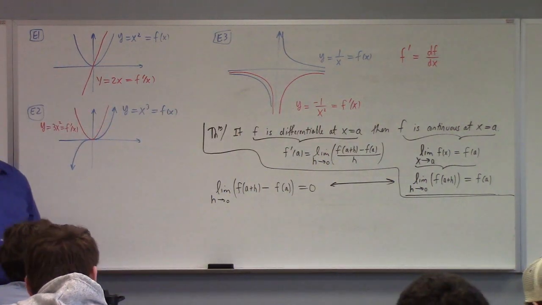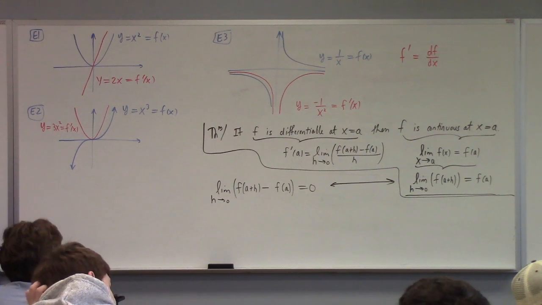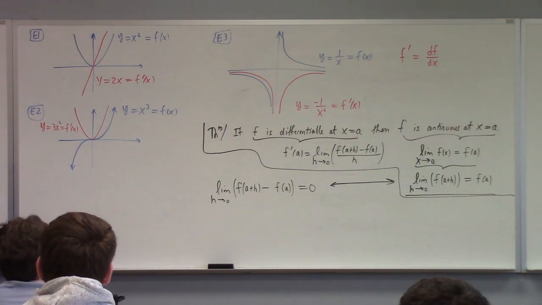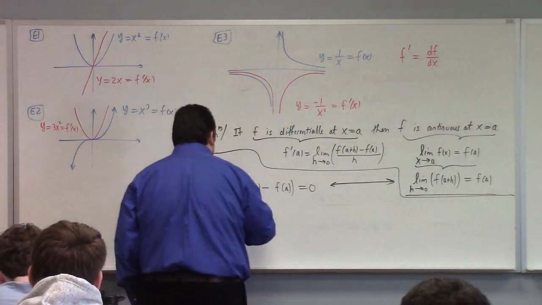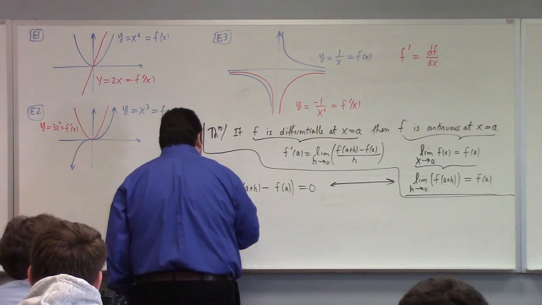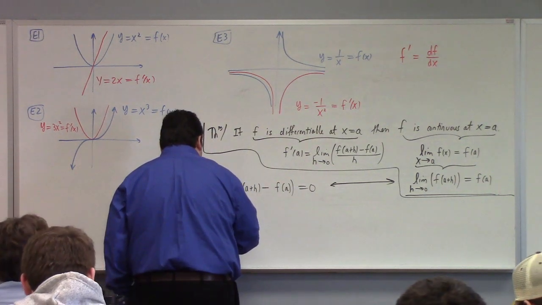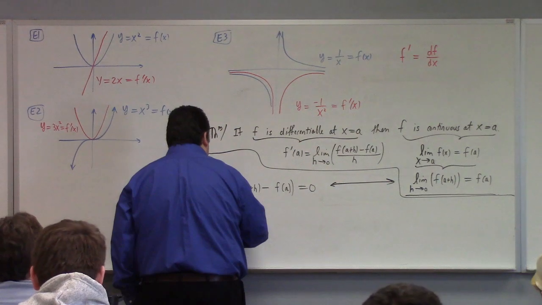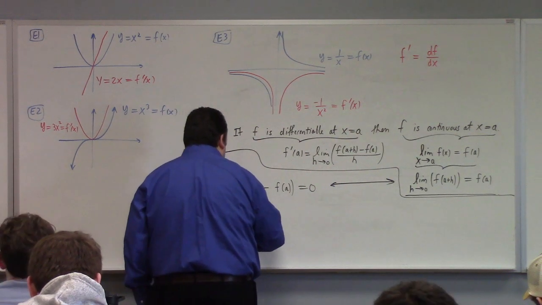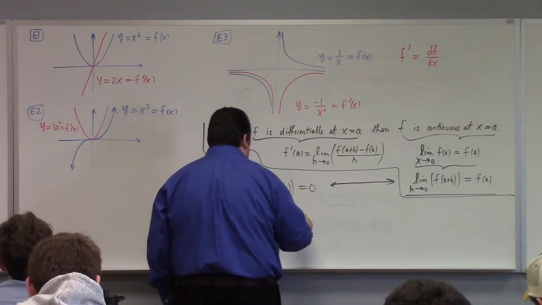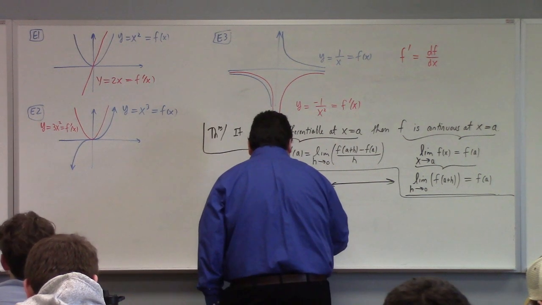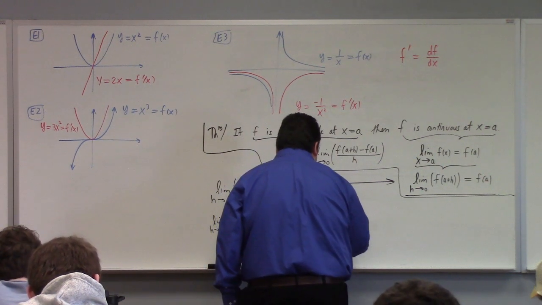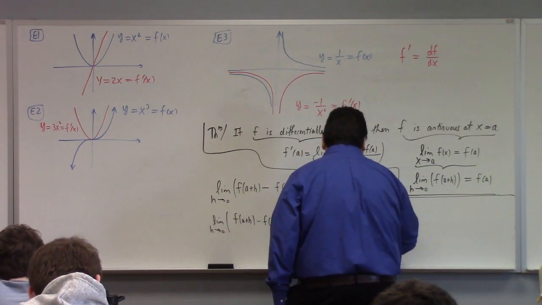Because the limit as h goes to 0 of f of a is just equal to f of a, because the limit of a constant is a constant. So I can trade the desired limit for this 0 limit. And then notice the limit as h goes to 0 of f of a plus h minus f of a is equal to the limit as h goes to 0 of f of a plus h minus f of a divided by h times h.